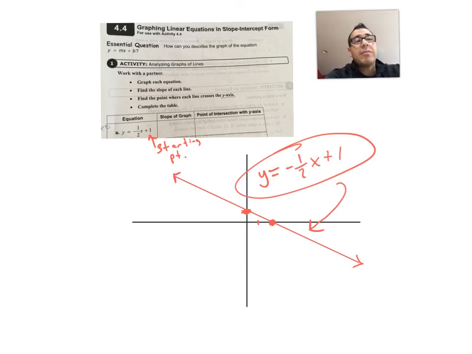But here's another important thing. It says find the point where each line crosses the y-axis. So the y-axis, notice, is right here. And that is our point 0. And what's the height right there? 1. 1, good. So this right here is our y-intercept. And that's what they were looking for.